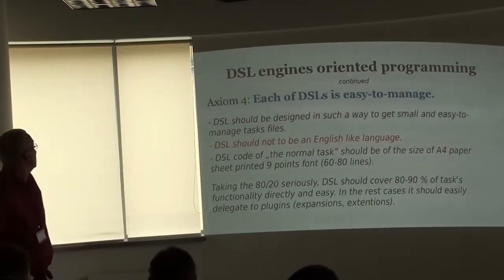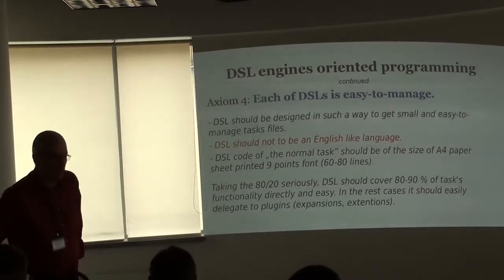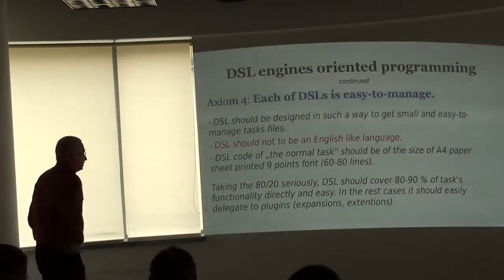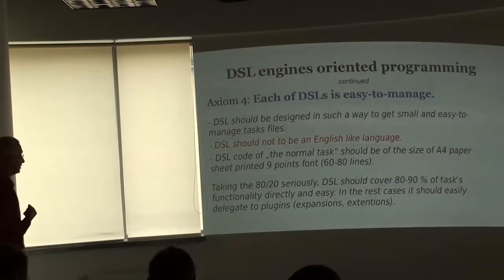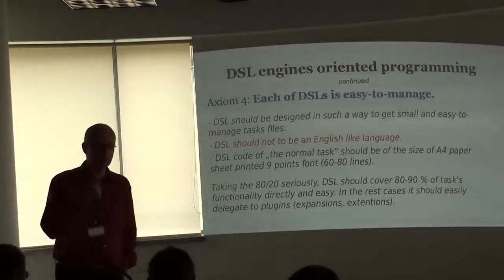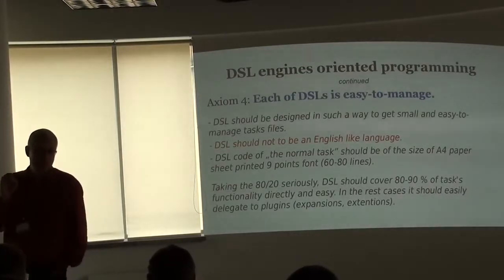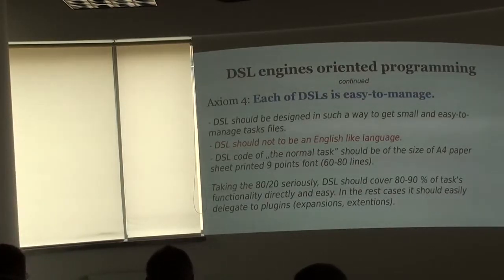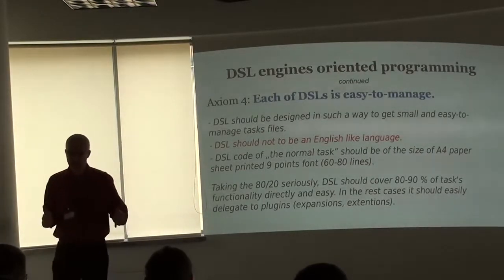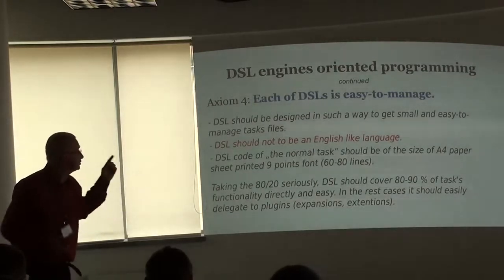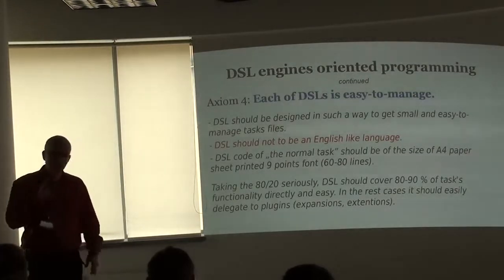And the fourth, the last: each of the DSLs is easy to manage. What does it mean? We can sometimes find that a DSL should be similar to the English language. My experience is that it doesn't matter what we write inside as a DSL, under one condition: the developer has to very easily manage the code. My rule is that for normal tasks we should have only 60 to 80 lines of code at most. This is the general definition of a normal task. I will show some examples later.